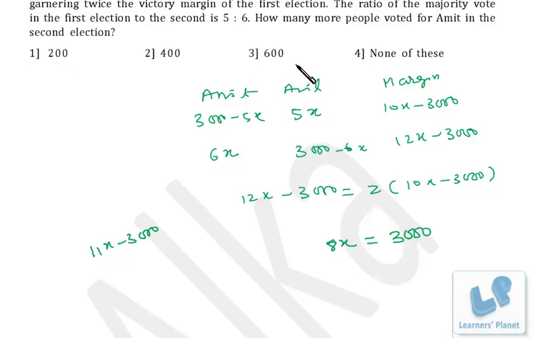That cannot be the answer, and none of these, because 8x is this, so x must be 3000 by 8. So 11x minus 3000 will be something around 2575 at the end. So 200, 400, 600 cannot be the correct choice. Okay, none of these. I hope you are clear.